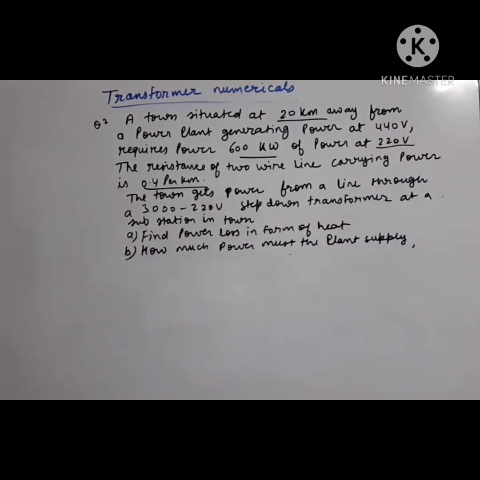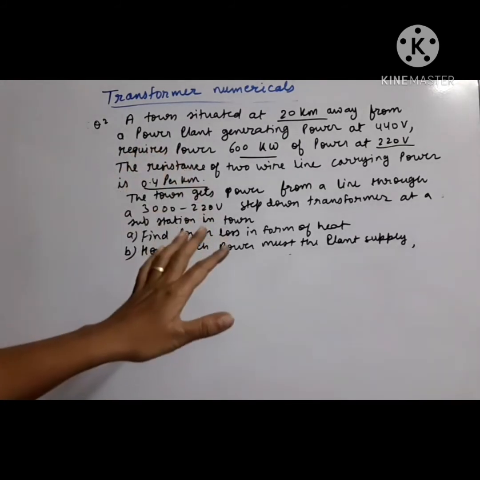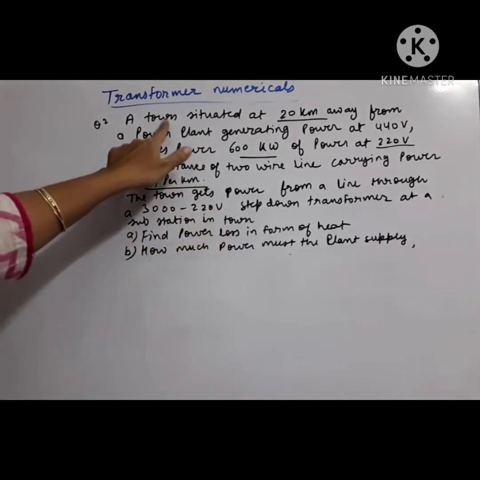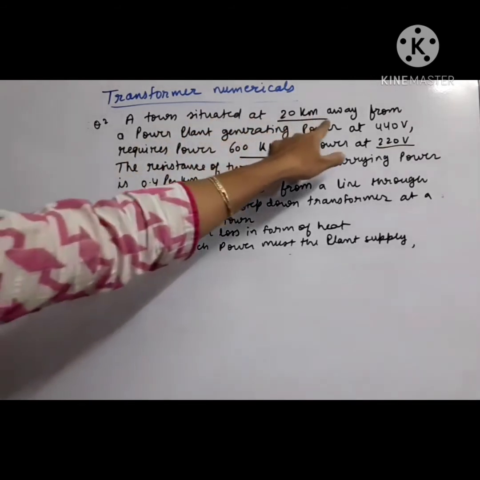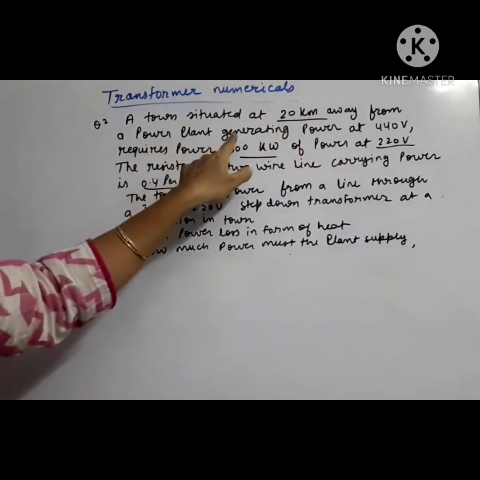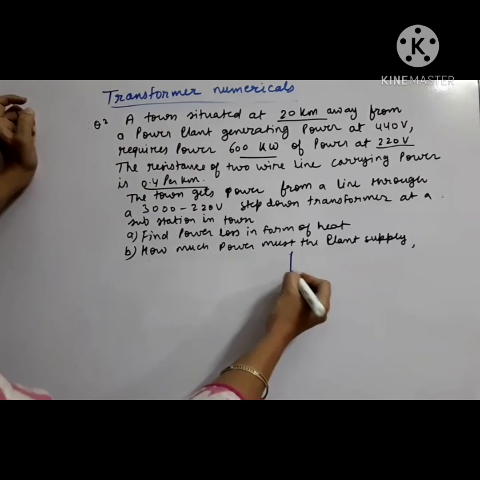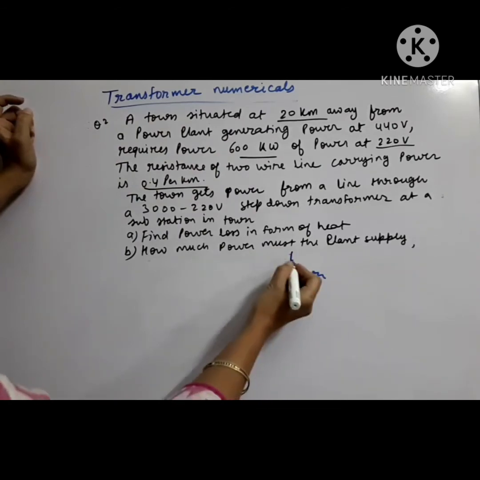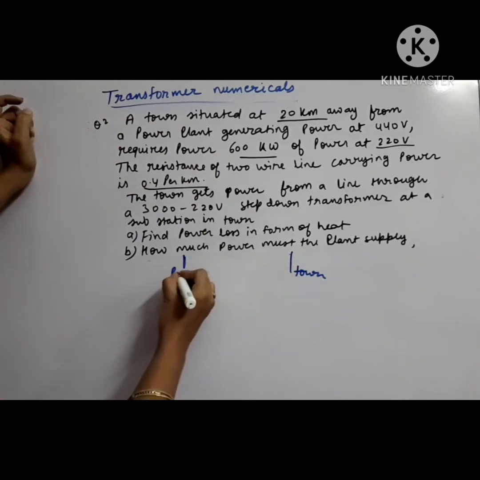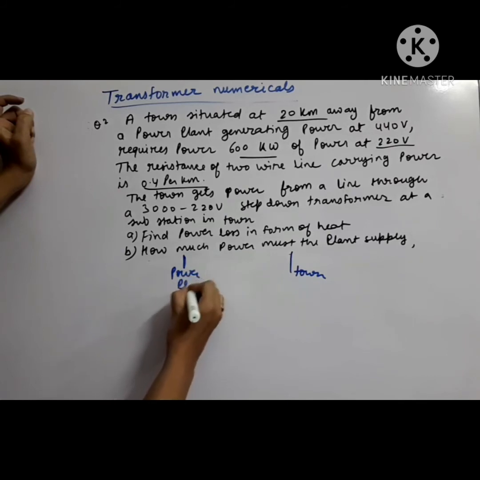Okay, now let's see this second question. This is a little tough question. Let us draw the situation. A town is situated 20 km away from a power plant. So we can show, suppose this is the town and suppose this is the power plant.